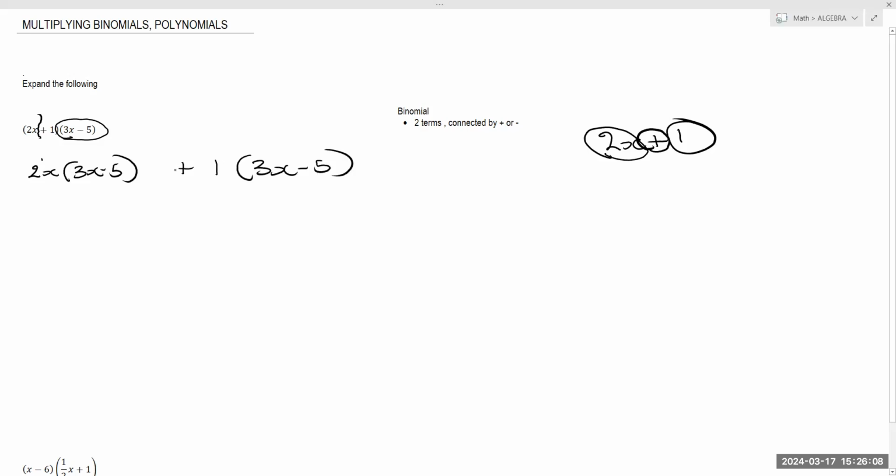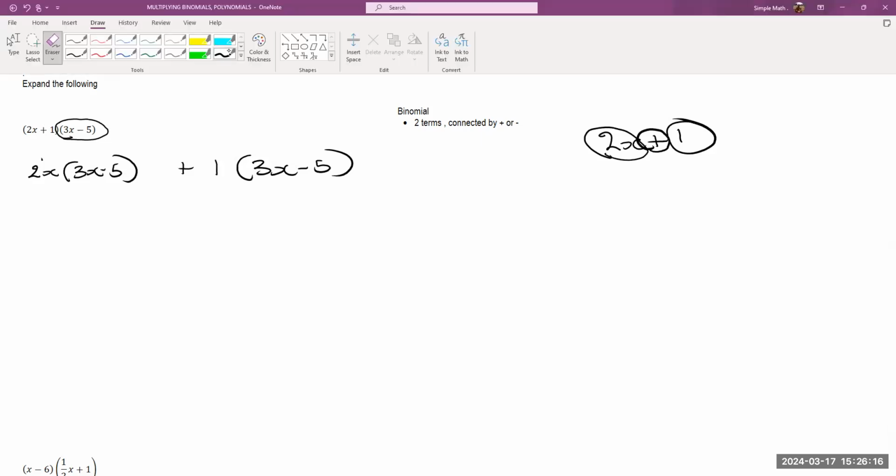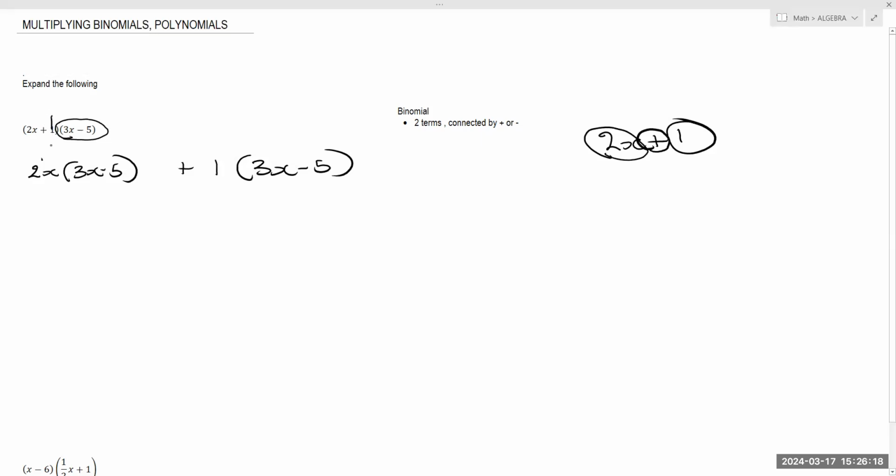And you might be asking, why did I split it this way? Why didn't I split it like this, with the 2 on the other side? It's because you want the sign to follow the one. Because this is plus 1, you want the sign to be attached to the 1 here.